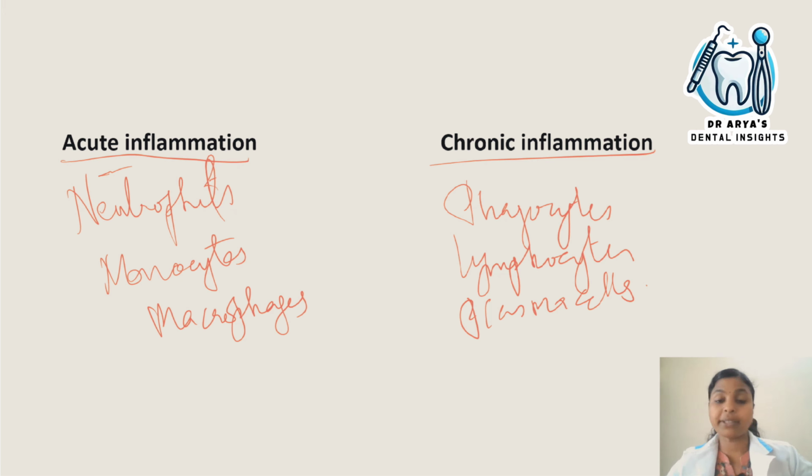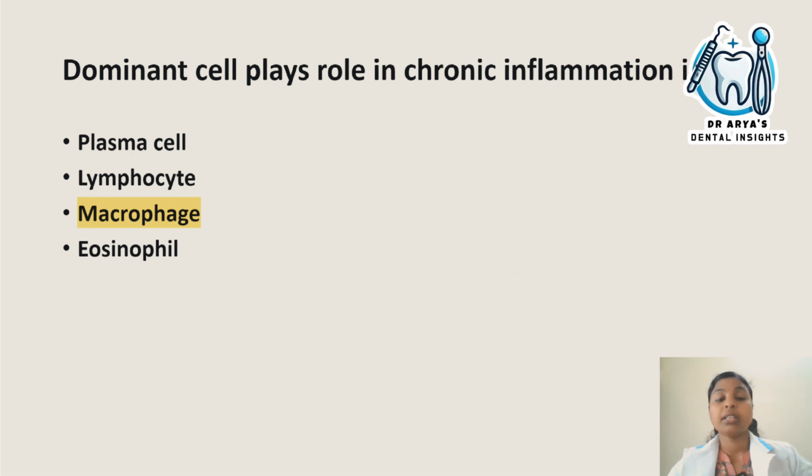So, coming to the question, the dominant cell that plays a role in chronic inflammation, is it plasma cell or lymphocyte or macrophage or eosinophil? So, in chronic inflammation, the dominant cell is macrophage, whereas in acute inflammation, it is neutrophils. Okay.